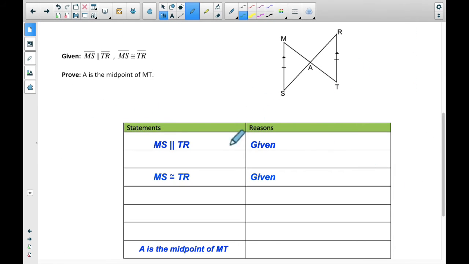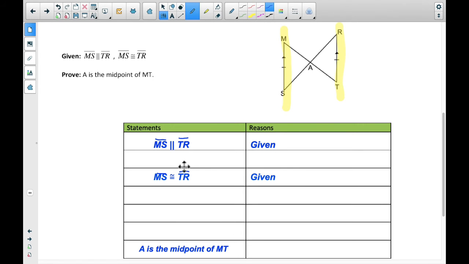Okay, here's why I wanted to do this, is that these deal with these parallel lines. So line MS is parallel to line TR. Okay, that's a given. That doesn't say anything about the congruence. It doesn't say they're congruent to each other. Now this next one, it does say they're congruent. So now we know they're congruent, but that little arrow means that they're parallel lines. All right, so we have that. We want to get to that A is the midpoint, all right?